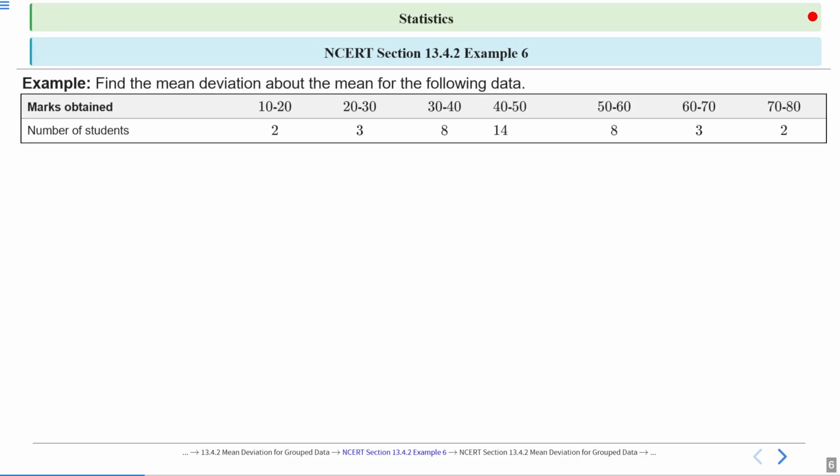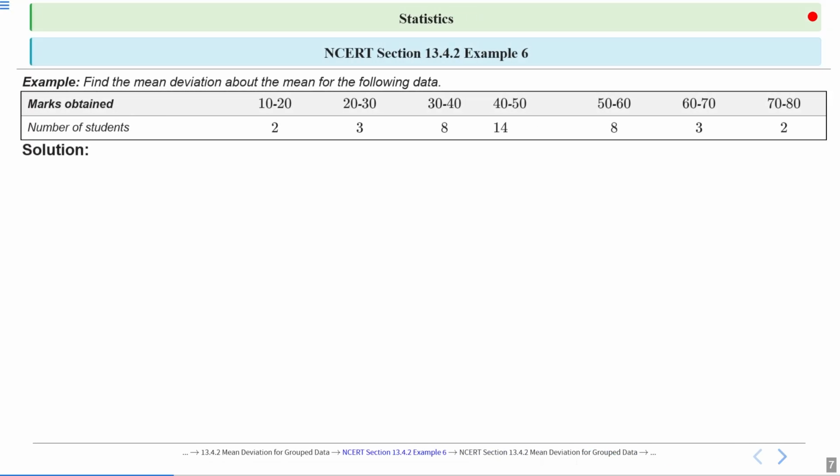Now, let's look at an example. In this example, we have to find the mean deviation about the mean for the following data. In this table, in the first row, we have marks out of 10, and in the second row we have the number of students. First of all, try it yourself: how to find the mean deviation about the mean of the following data.